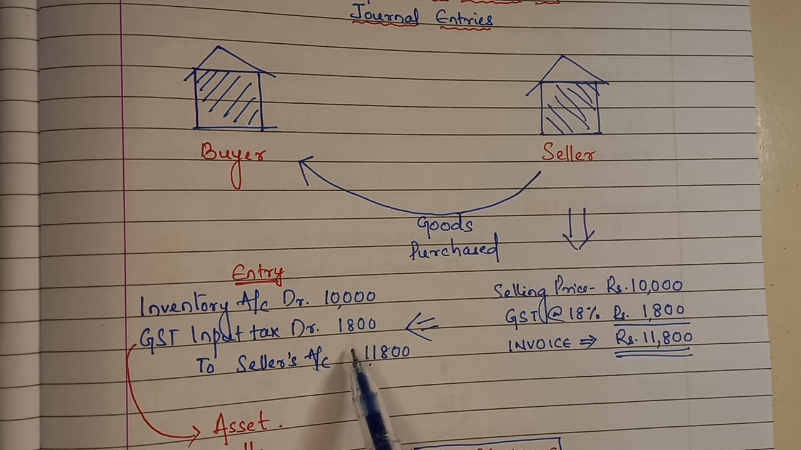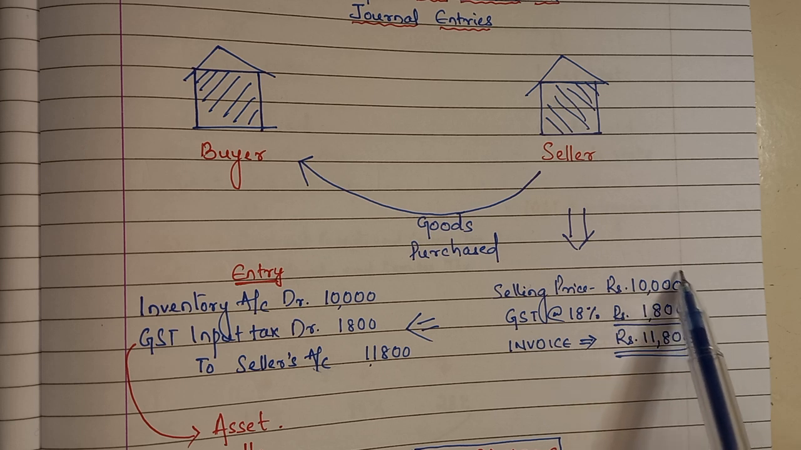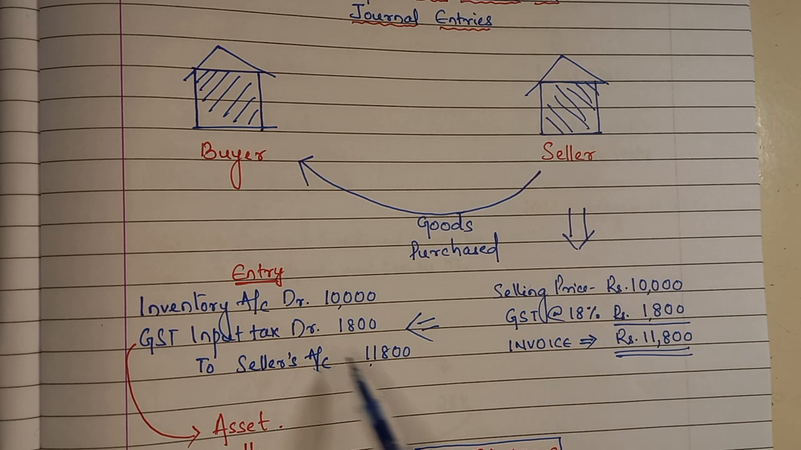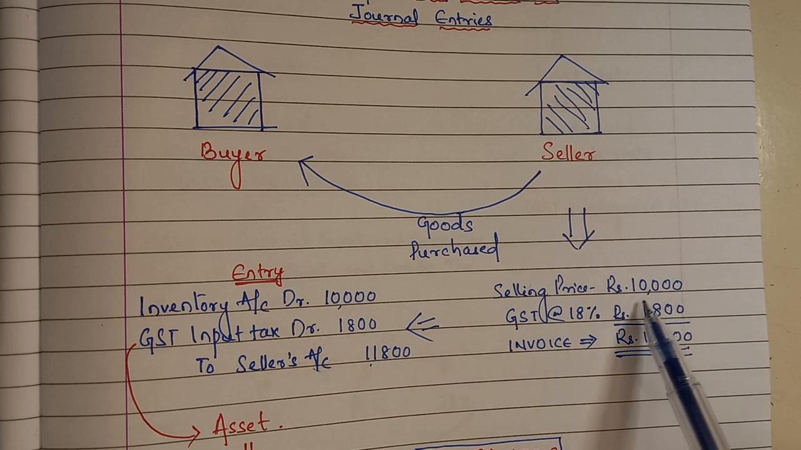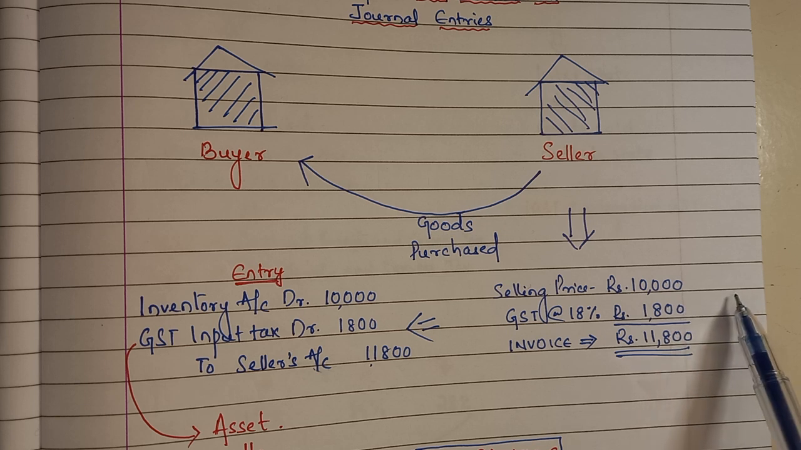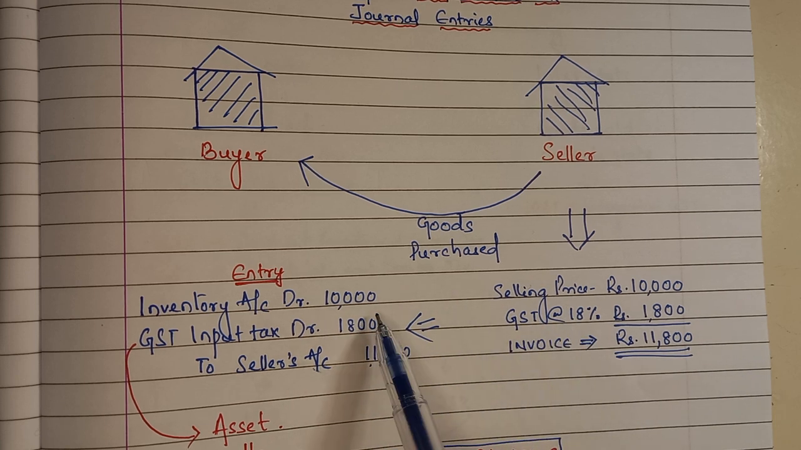So anyway we are going to pay 11,800. The seller will retain 10,000 because that is the price he is collecting towards the sale. The 1800 that I am paying to the seller, or that the seller is collecting from the buyer, will be remitted to the Government of India as tax collected and remitted. These are the two entries that will be posted in the books of the seller and in the books of the buyer.